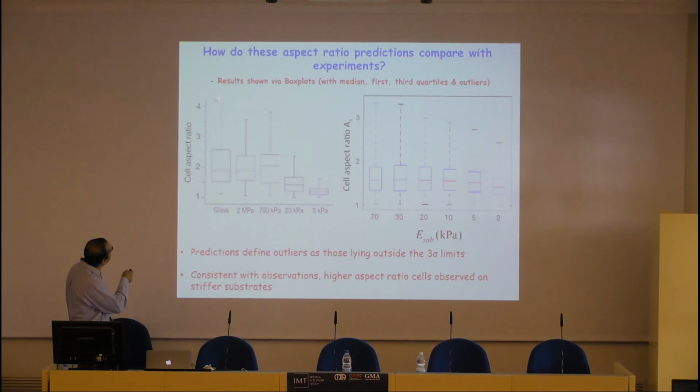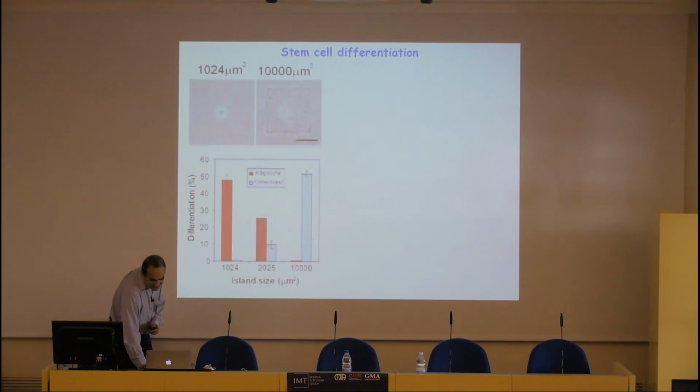You see in the experiments that the peak aspect ratio decreases with the decreasing substrate stiffness. And we see that, not to the same extent, I must admit, but we approximately see that happening here as well. I'm thinking I'm running out of time.